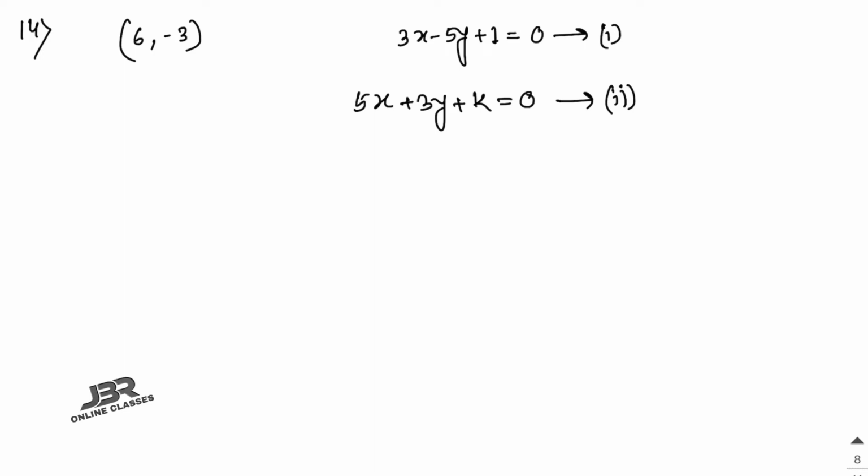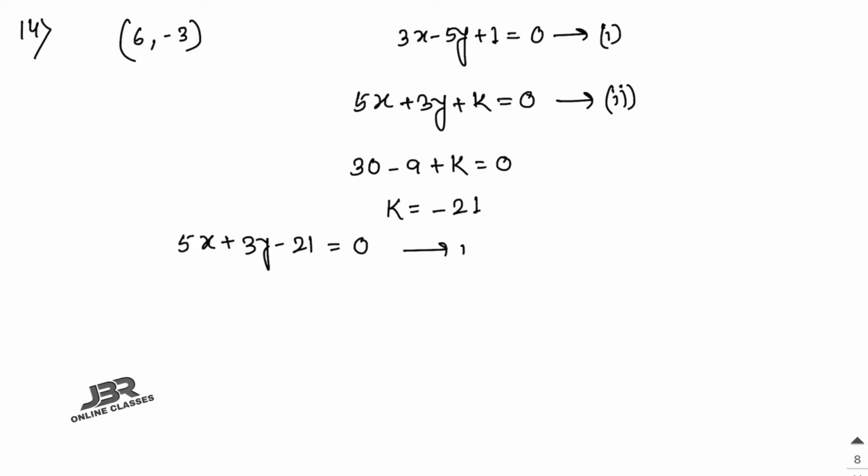Now this equation number 2 passes through the point (6, minus 3). So definitely 5 into 6, so 30, then 3 into minus 3, so minus 9, plus k equal to 0. That means k is equal to minus 21. So equation 2 will be 5x plus 3y minus 21 equal to 0. Put it as equation number 3.